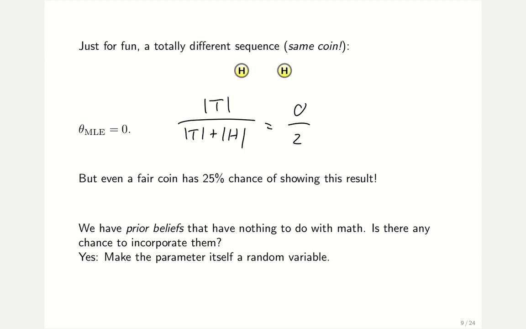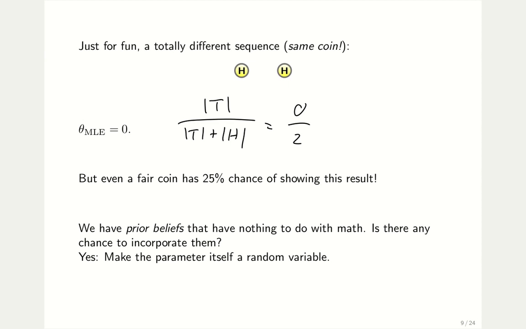Well, even if you have a fair coin, which means that it turns up heads in 50% of the cases and tails in the other 50% of the cases, you have a 25% chance of showing this result. So it's kind of not that unlikely that the coin might be fair. But the maximum likelihood estimate is only a so-called point estimate, so you have to pick one particular value.